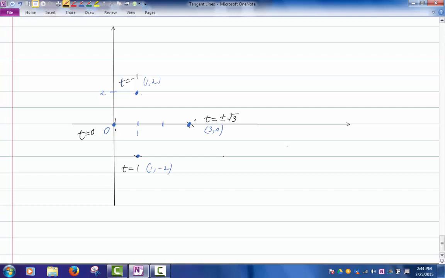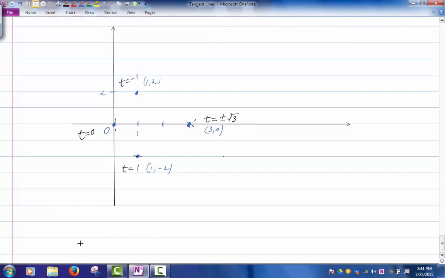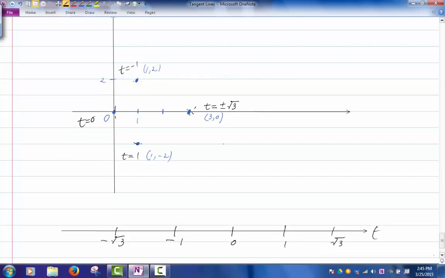Okay, let's see how we can come up with the graph. First of all, think about this problem in the following way. I'm going to make an axis for t here separately, and I'm going to look at the critical points: t equals -√3, t equals -1, t equals 0, 1, and +√3. And I want to draw the curve part by part.